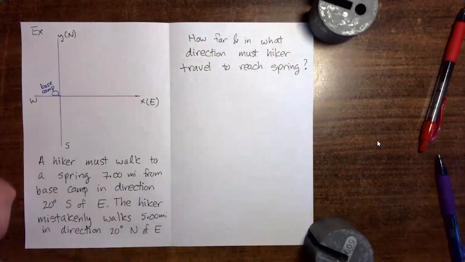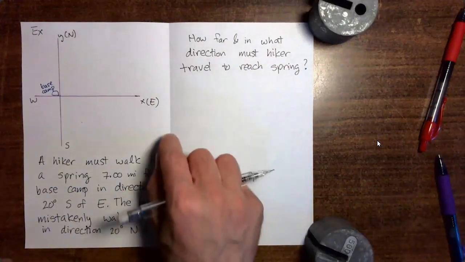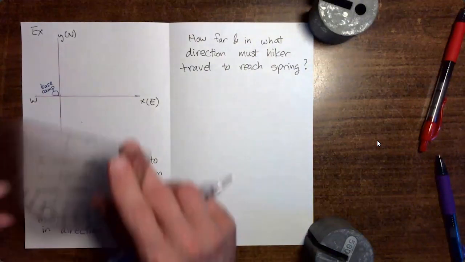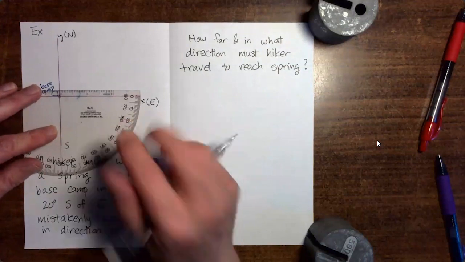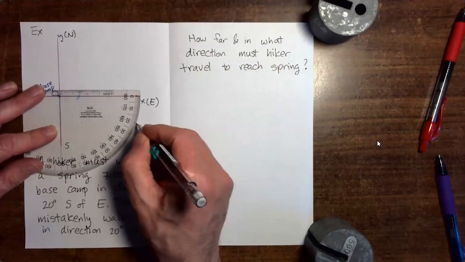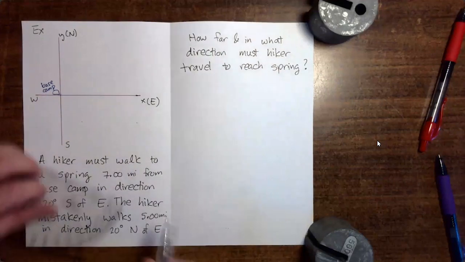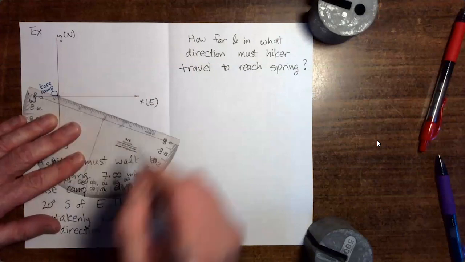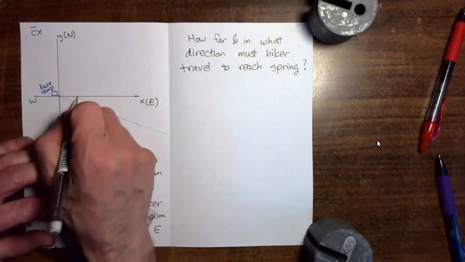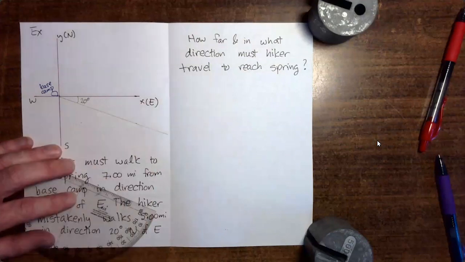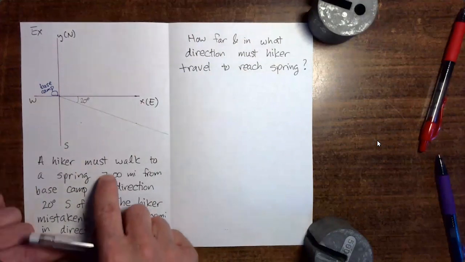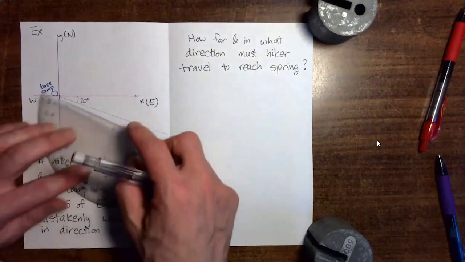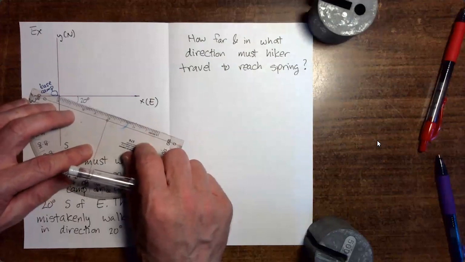So first, let's mark the direction 20 degrees south of east. And I hope you are following along with your own protractor and straight edge. Okay, so I marked 20 degrees. So this is 20 degrees. Whoops. So let me draw on that line. Okay, so this is 20 degrees south of east. And the spring is 7 miles from the base camp in the direction 20 degrees south of east. So I'm going to go in and measure off the 7 miles.